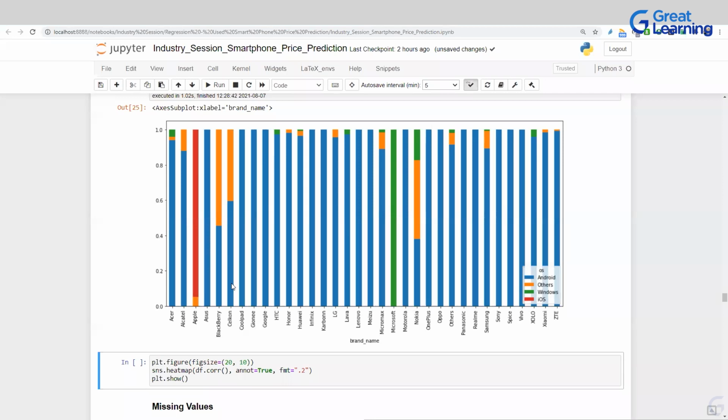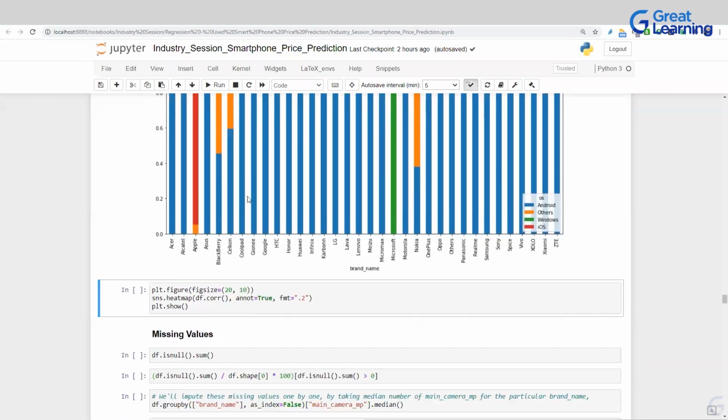But if you look at some of the brands like Coolpad, Gionee, Google, or let's say Infinix, Karbonn, these are all Android-based phones. They do not have any model which is for a different platform. Nokia has an equal share of Android and others, and some share of Windows too. So this gives you a market composition of what brand is adopting what type of platform for their phones.